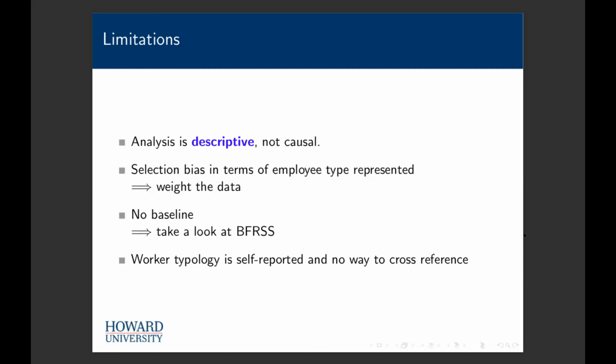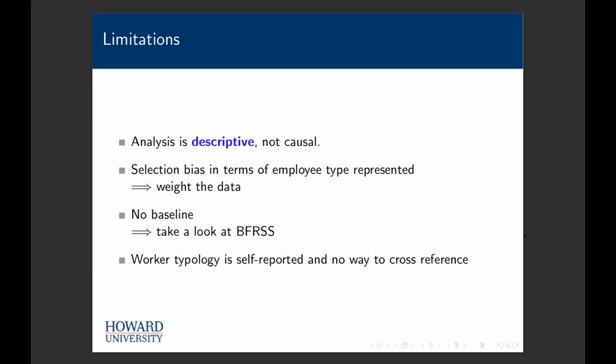So wrapping back, there's a few limitations to the paper as it is now. It is a descriptive paper, right? We use descriptive analysis, it is not causal. While we're hopeful to get at some mechanisms in our future research, this paper as it is today is descriptive. There might be selection bias in terms of the employee type represented. So we weight the data, similar to what's done in Burfish, to resemble nationally what is happening.